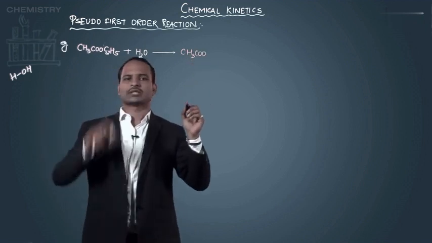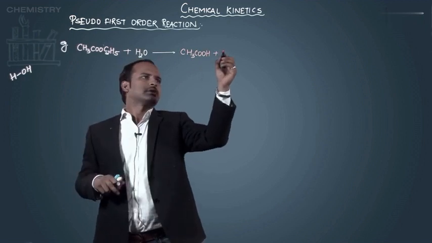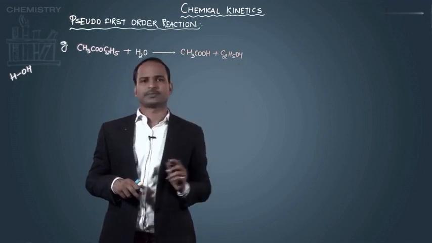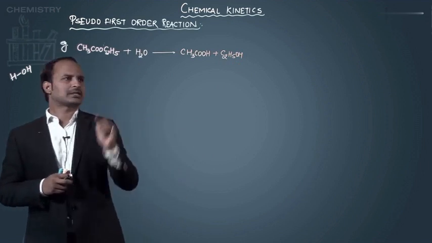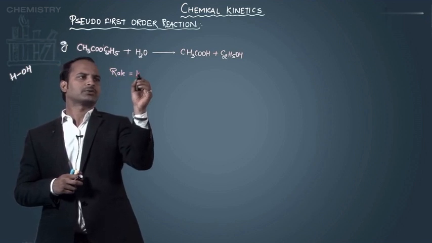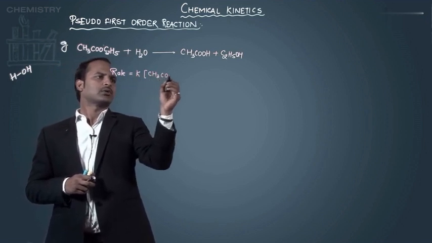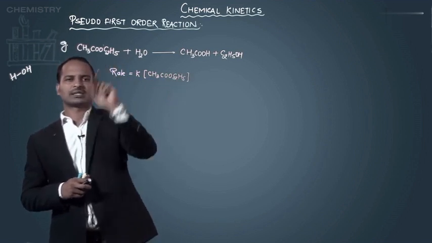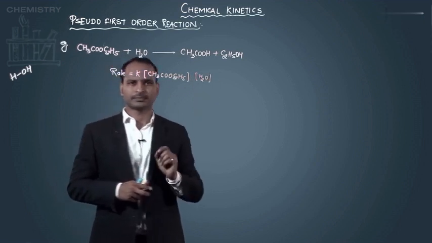CH3COO, H attached to CH3COO. So we get CH3COOH plus OH attached to C2H5. So we are getting C2H5OH. So we are getting this reaction. Now let us write the rate law for this reaction. So rate is equal to K into molar concentration of CH3COOC2H5, that is this reactant, and another reactant is water, that is H2O.